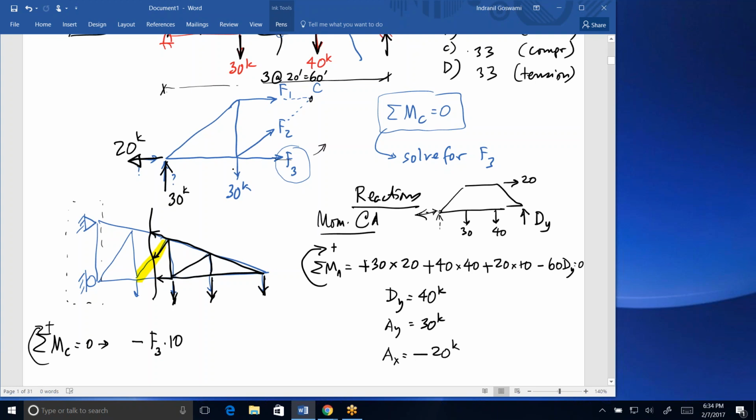Turning counterclockwise. This 30 at a distance of 20 is also turning counterclockwise. So there is a 30 times 20, which is negative. But then this 30 at a distance of 40 is positive. And then you have a 20 at a distance of 10, which is positive.